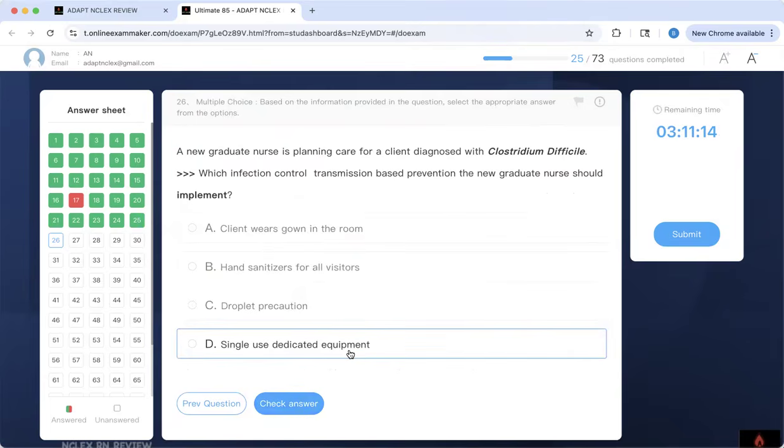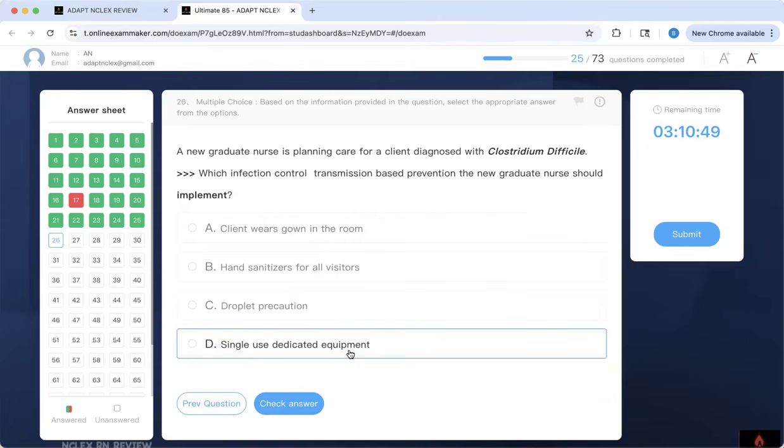A new graduate is planning care for a client diagnosed with what? C. diff, contact precaution. Which infection prevention should the new graduate institute? What do you think? Client wears gown in their room. Hand sanitizer for all visitors. Droplet precaution. Single-use dedicated equipment. If you see C. diff, what do you think? Pick your answer. Stop the video.